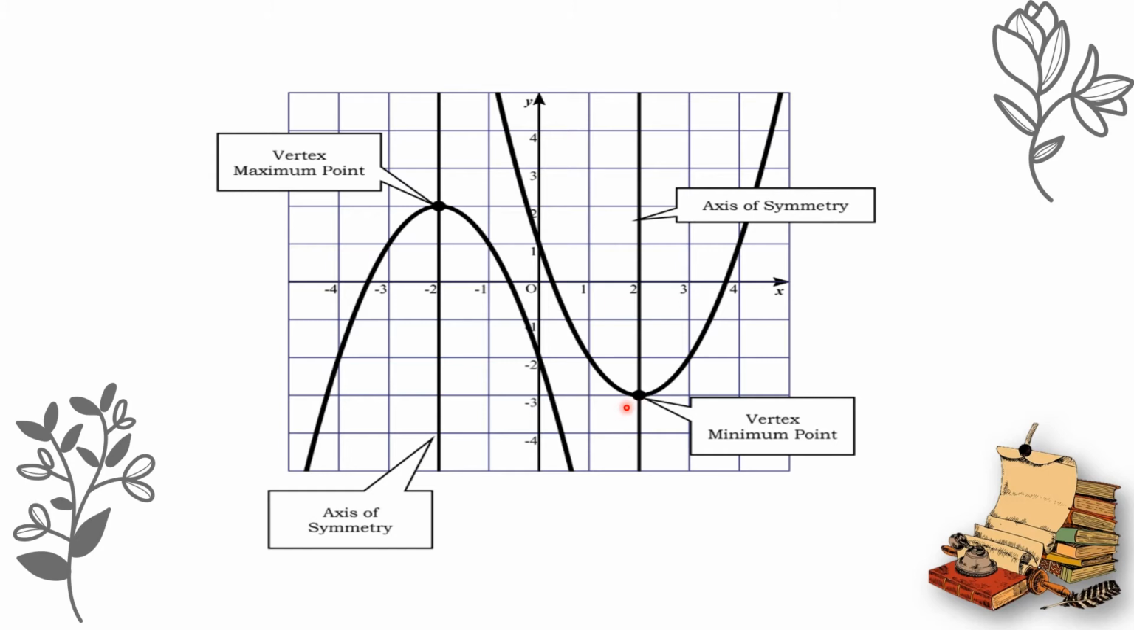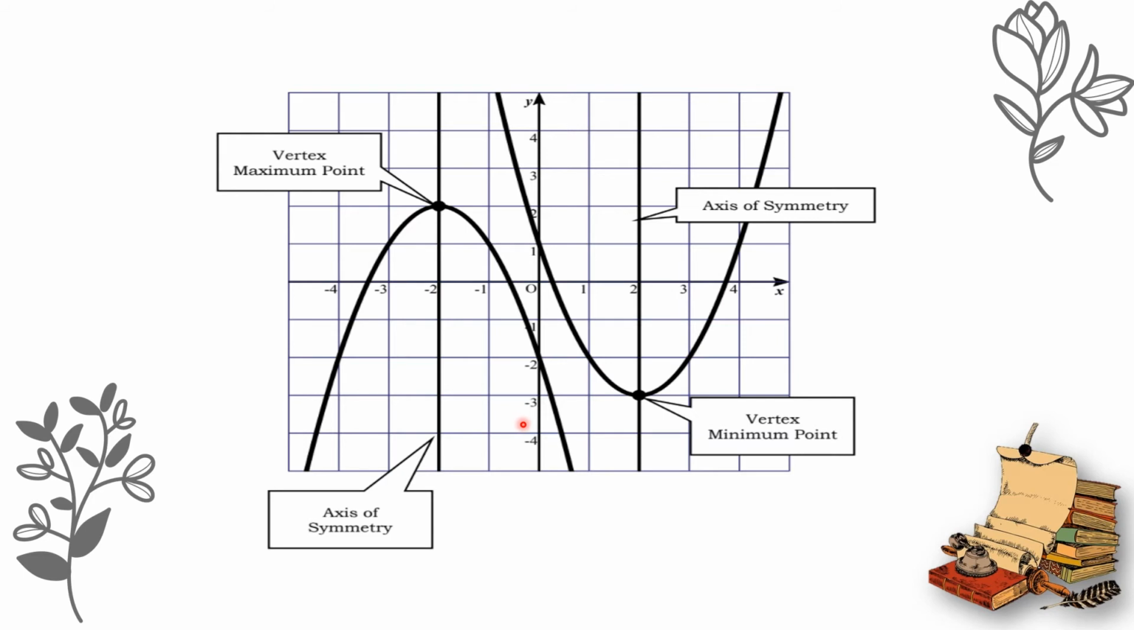If the value of A is greater than 0, mas mataas sa 0, those are positive numbers, the parabola opens upward and has a minimum point. So, parabola ay open upward, it has a minimum point. Okay? If A is less than 0, the parabola opens downward. Ito naman po. And it has a maximum point.